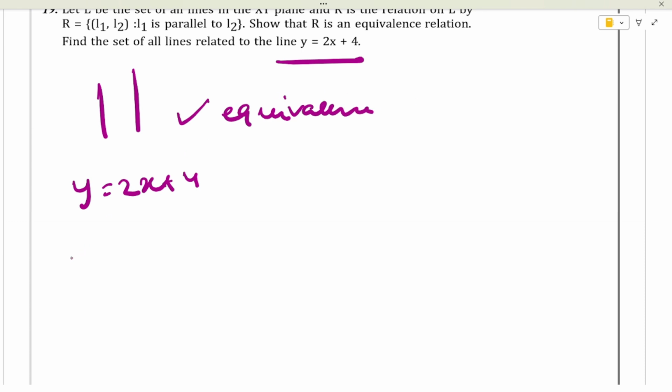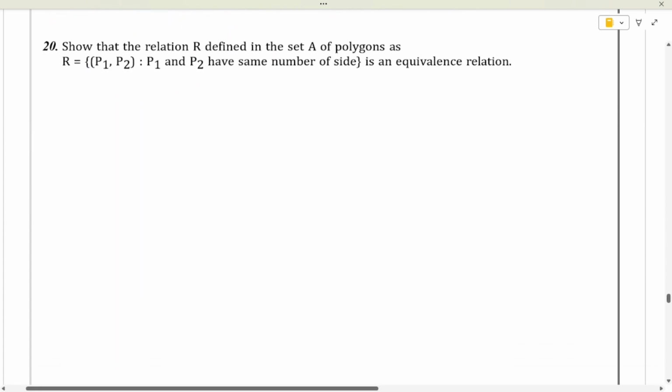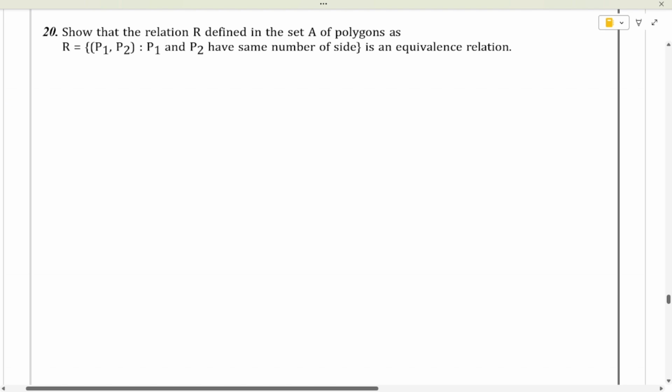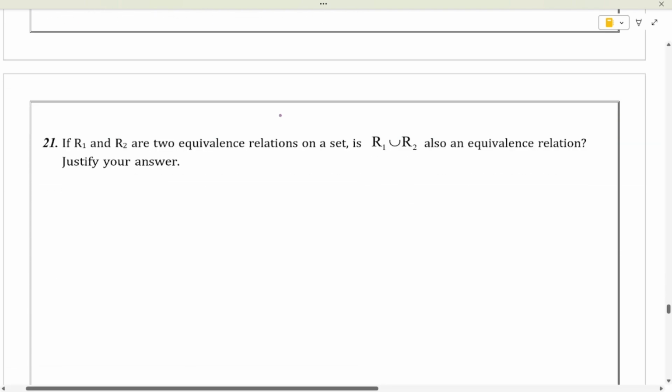y is equal to 2x plus 4 means all lines with slope 2 is the meaning. Okay, that means y is equal to what? 2x plus c. That means c will be belonging to R. This is the condition they have given. Next is they have the same number of sides. This is also same. You will get reflexive, symmetric and transitive because they have the same number of sides.